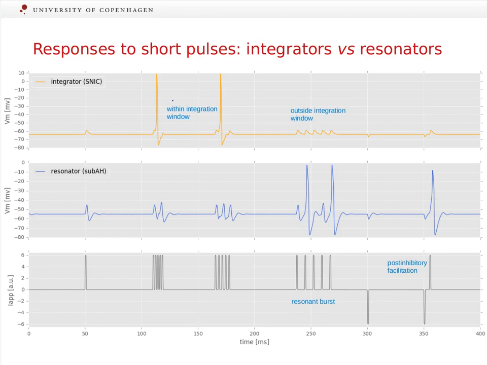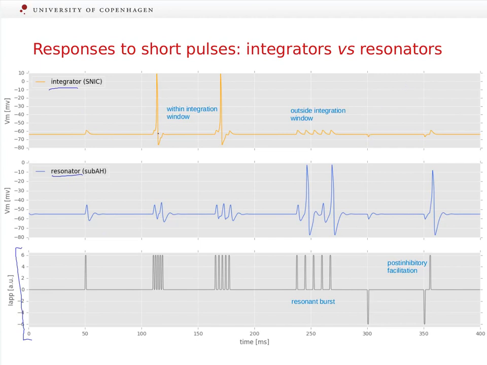Now let's look at how the model neurons respond to short current pulses. Our stimulation protocol is shown in the lower parts of the graph, and we demonstrate this behavior for the integrator and the resonator. If we look at the integrator, we test the system with a subthreshold pulse. The response to one depolarizing pulse is monotonic. The response to one hyperpolarizing pulse is also monotonic.